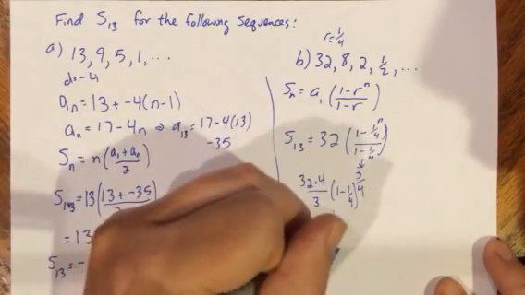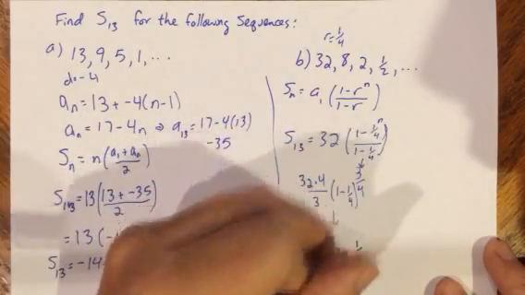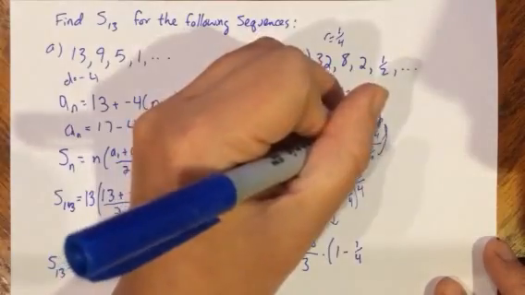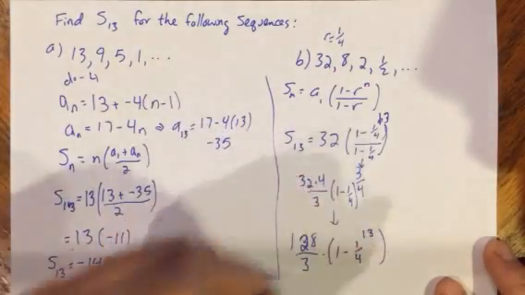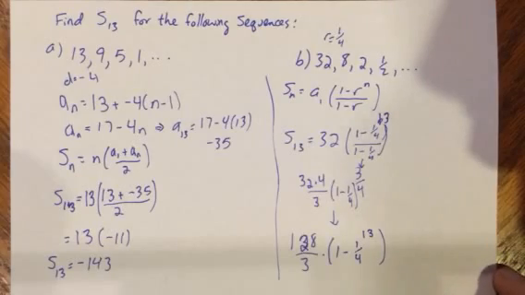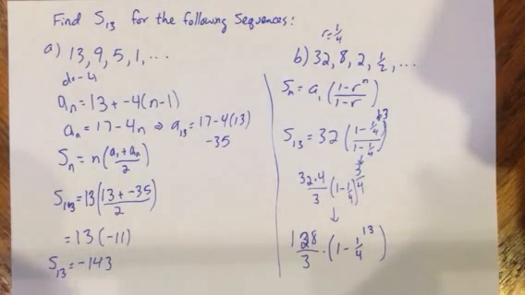I'm still left with that 1 minus 1/4, and it's not really to the n. I should have replaced it up here. My n was 13, so it's to the 13. I do not know this without a calculator, so I'm going to leave that there. Okay, so that's how we can find these.